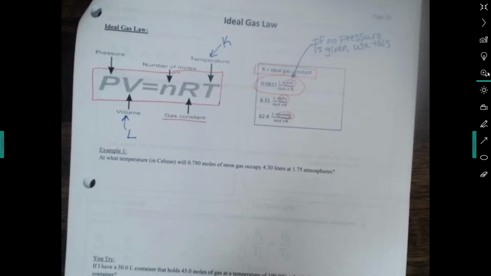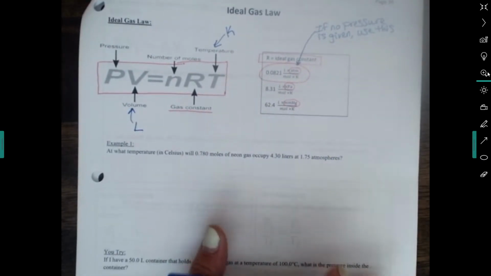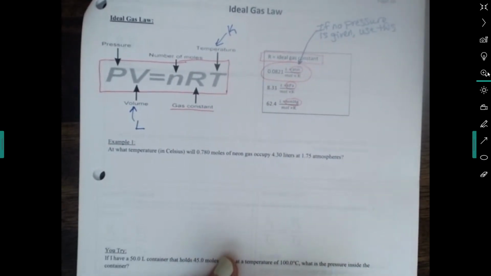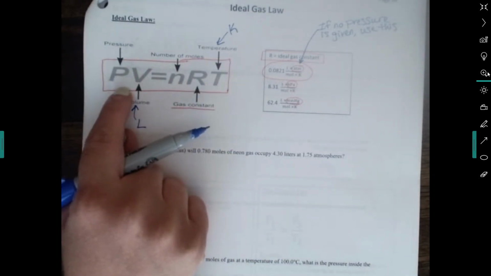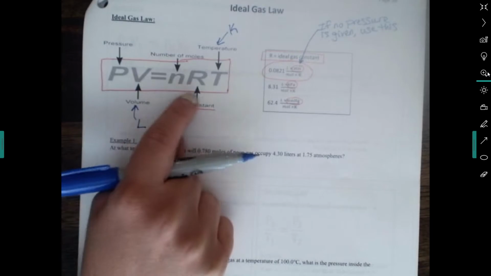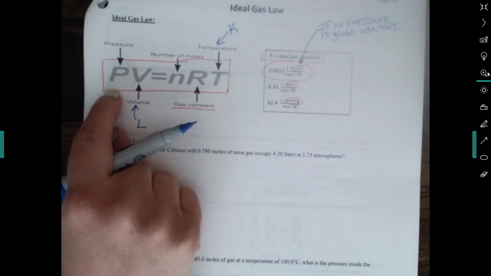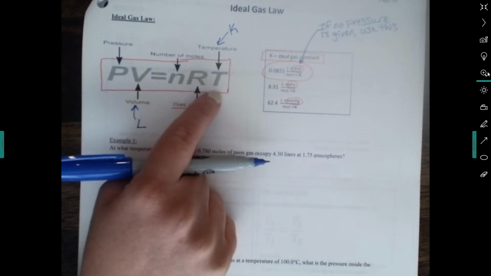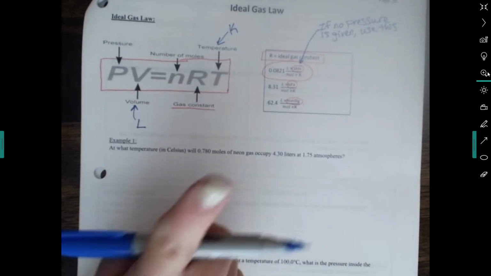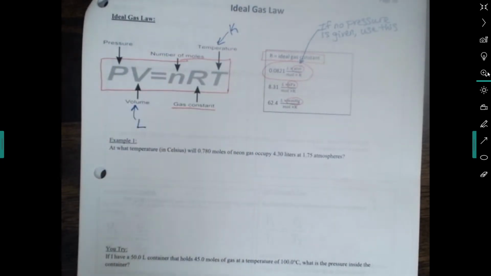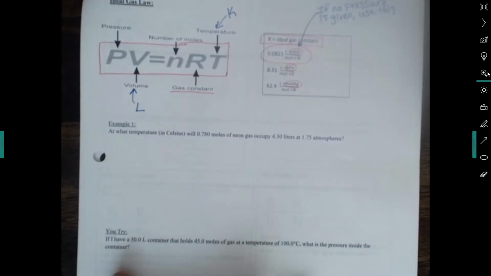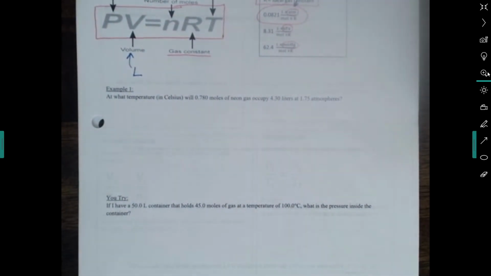Maybe let's go into a practice problem here. This is PV equals nRT. Some people like to call this the Pivnert equation because it spells out Pivnert, not to be confused with pervert. Make sure you're getting all the variables in the right order if that helps you remember. Okay, so let's do an example.